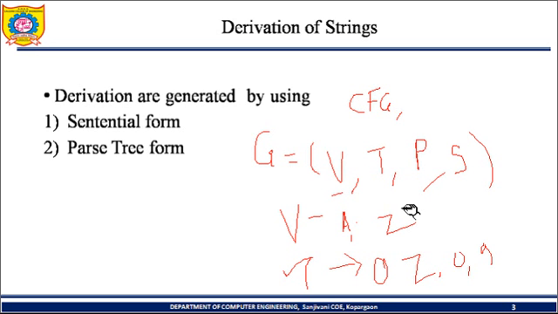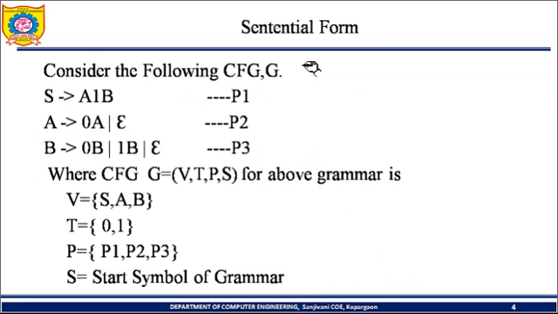Now whenever you want to generate the string or derive the string by using the given grammar, there are two ways to do it. The first one is sentential form and the second one is parse tree form. We'll see them one by one. The first one is sentential form. So directly we'll consider one example, and with the help of that example we'll see how to generate the string by using sentential form.